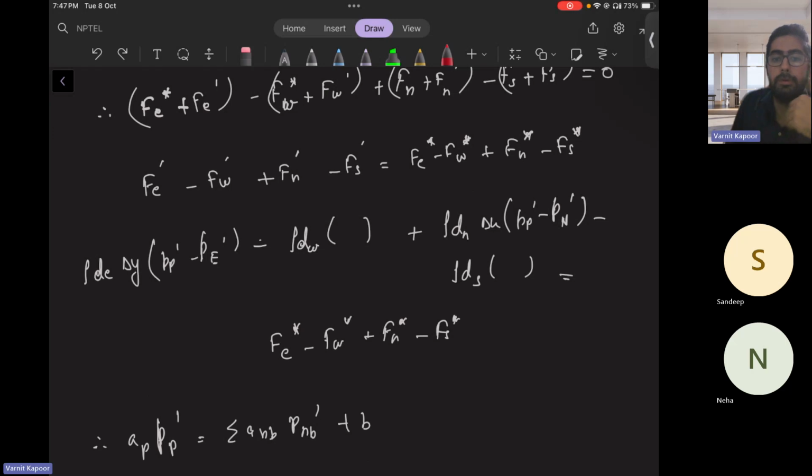So it satisfies both momentum and continuity equation for pressure and velocity. That is the overall algorithm for the SIMPLE. Okay.